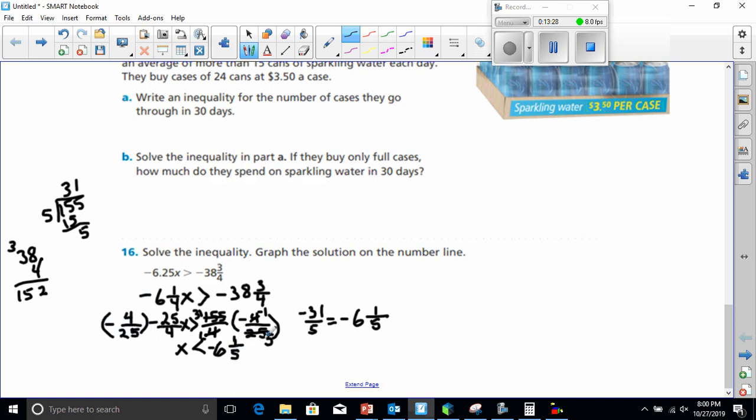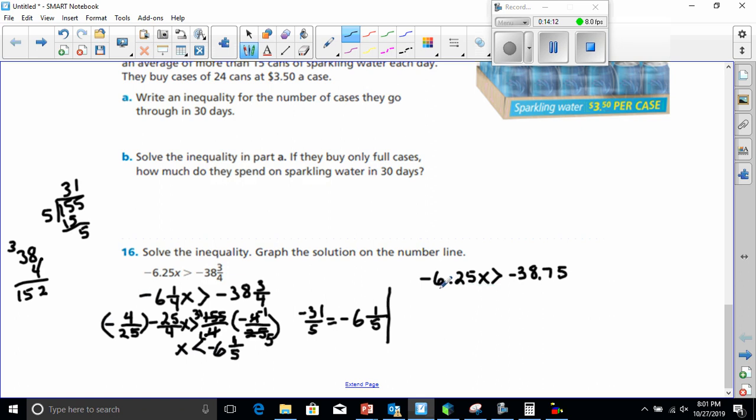All right? And now I also agreed that I would go ahead and do this as a decimal, just to show all of you that like working decimals that it's just as easy. I could have left this at negative 6.25x is greater than, and I could have turned this to negative 38.75, because 3/4 is 0.75. Remember, every fraction is a division problem, right? So that's 3 divided by 4. And if you want to check your calculator, you will get 0.75.